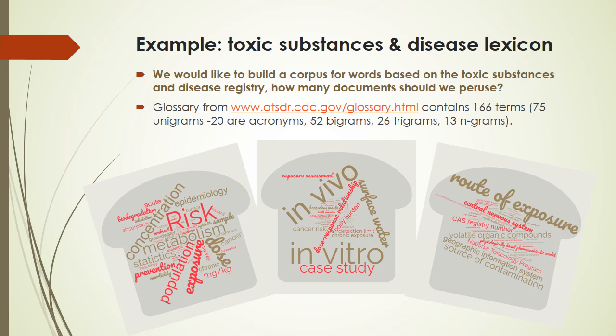As an example, let's say that we would like to build a corpus for words based on the toxic substances and disease registry, and would like to determine how many documents we should peruse. The identified glossary has 166 terms.